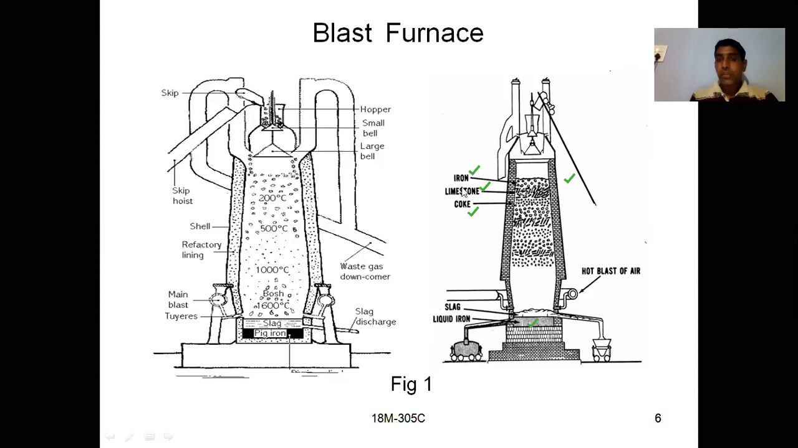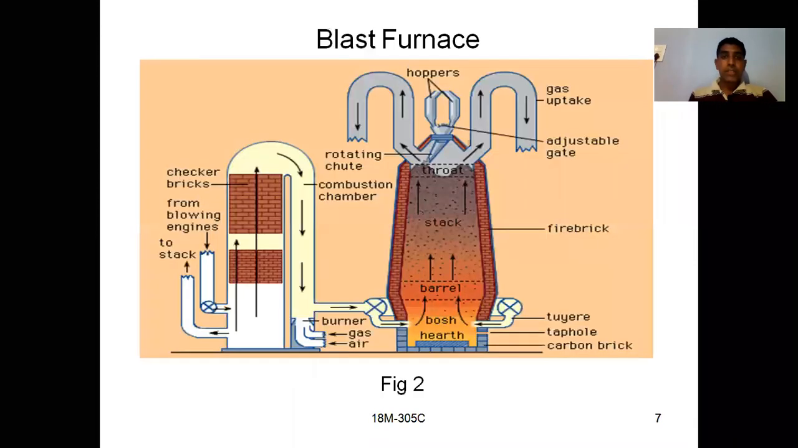So here you are giving the charge, and you are sending hot air. Because of that, different chemical reactions will take place. At the end, you get pig iron. These are the main details of a blast furnace, and in the coming slides we are going to discuss how the charge will be given, how the pig iron will be produced, and what chemical reactions will take place. In the next slide, we will have different diagrams related to the blast furnace.